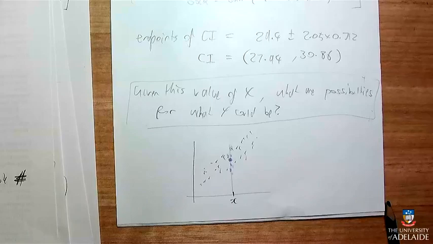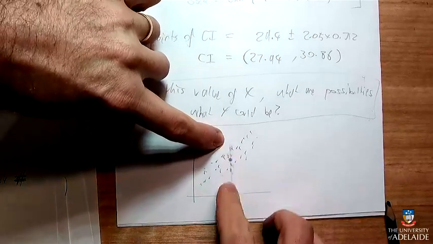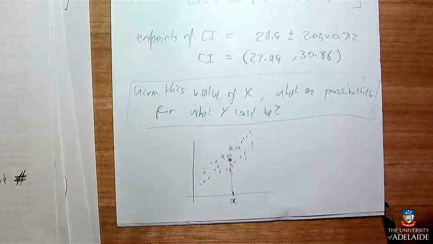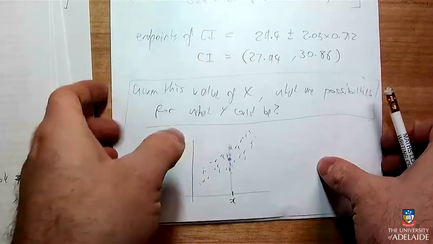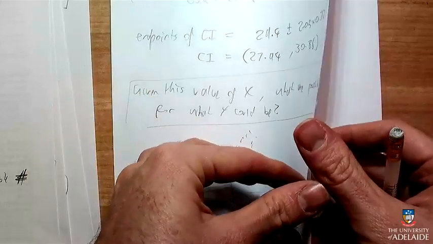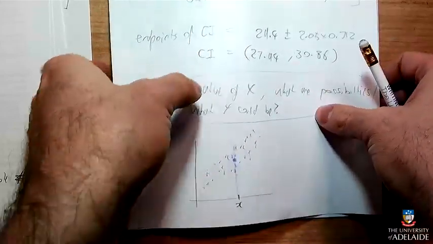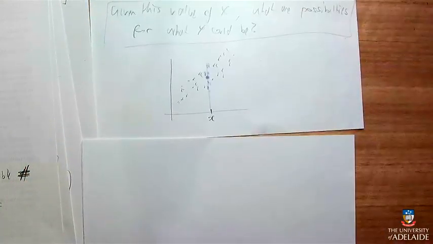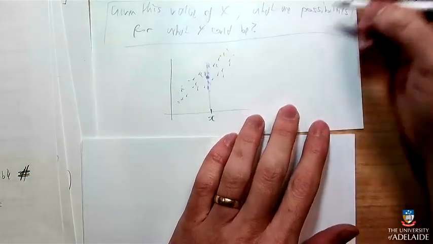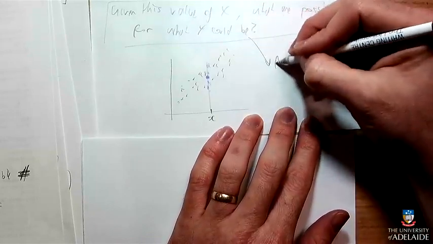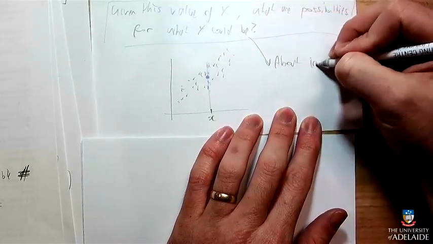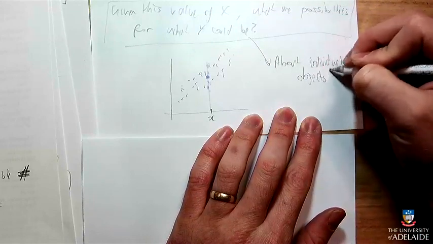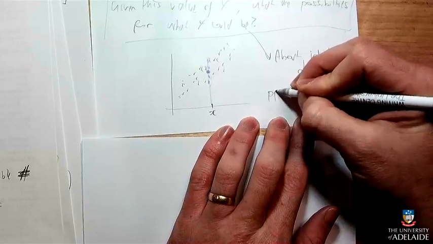The prediction interval is trying to get a handle on where all the dots could possibly be. And that's why the prediction interval is wider. It's trying to cover all the possible values of y for an individual object, rather than just the average value of y for a group of objects. So this is about an individual, which means it's a prediction interval.